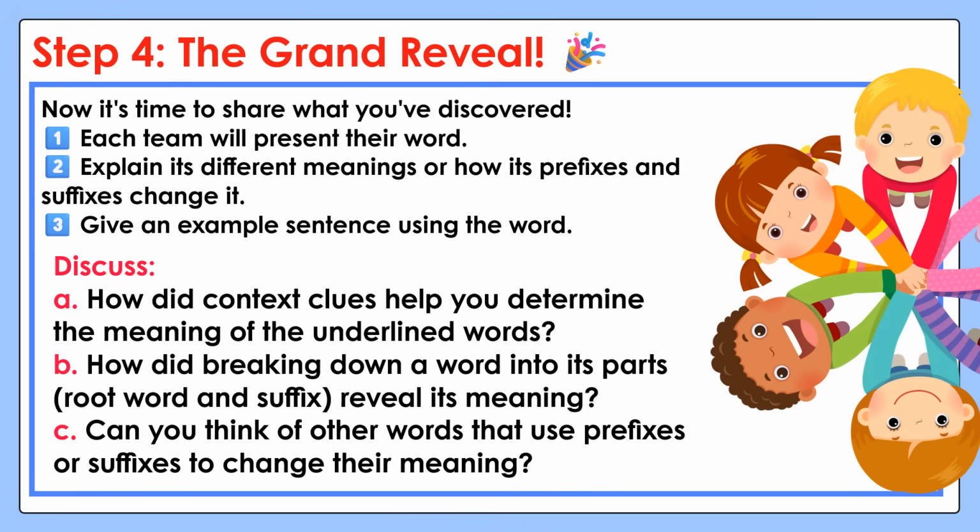Here's the thing that you need to discuss. First, how did context clues help you determine the meaning of the underlined words? Second, how did breaking down a word into its parts, root word, and suffix reveal its meaning? And third, can you think of other words that use prefixes or suffixes to change their meaning?